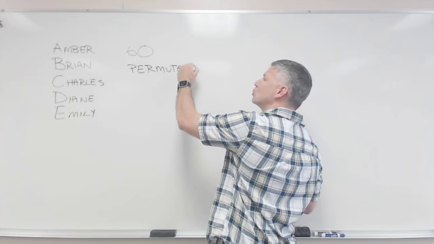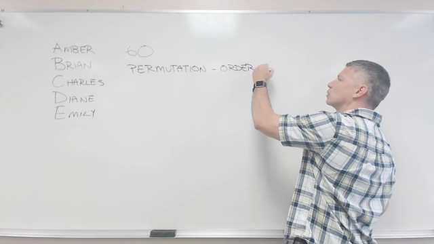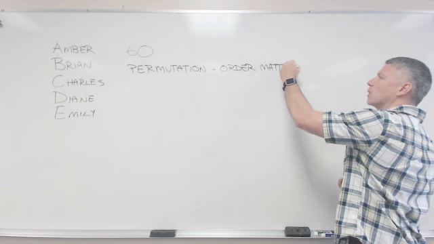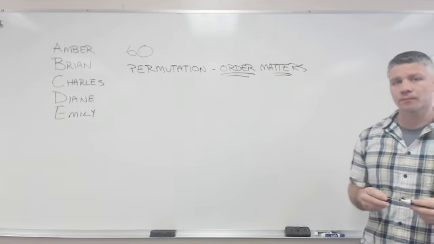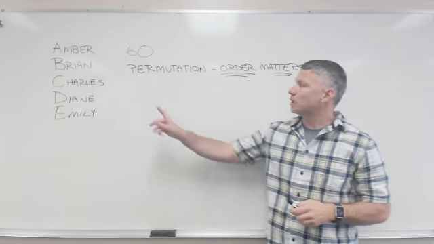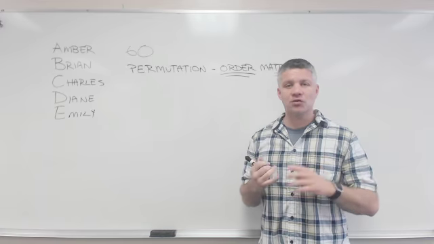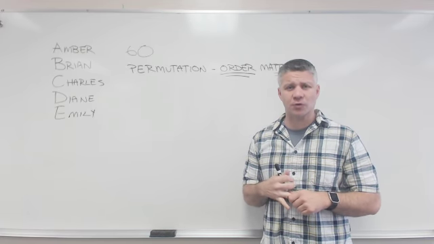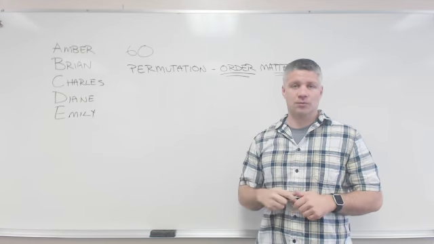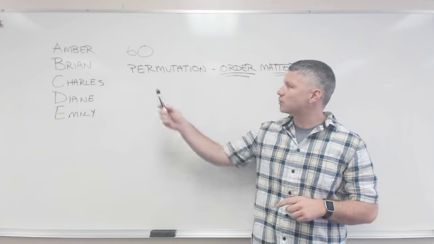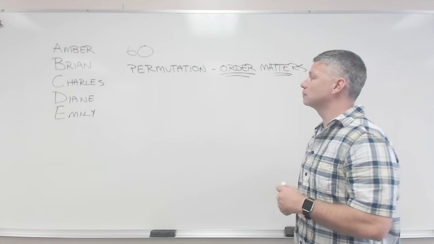And with a permutation, order matters. And this is important. Order matters. So anytime we're finishing first, second, or third, anytime that we're having an election for a president and a vice president, it matters, and it is a permutation. So let's figure out how we can calculate these 60 permutations.